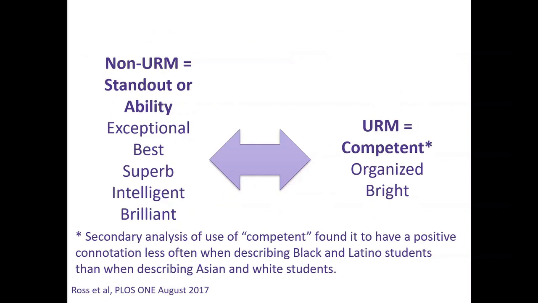And just diving down even further, and this literature was only about race and not about gender. Not only do we usually use these standout adjectives, but when we say competent for underrepresented minority students, if you even look at the context, because you can use competent in a lot of different ways. You can say they're the most competent medical student ever, but that's usually not how competent is used, unfortunately.